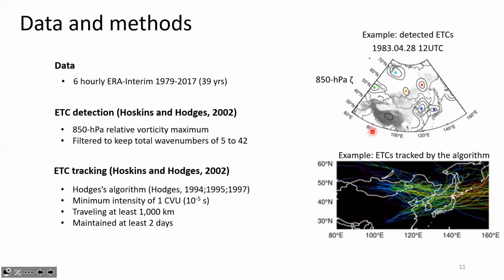In this study, I use a Lagrangian approach for considering individual cyclone features and their weather impact. To do this, I used an automated tracking algorithm developed by Reading University. In this algorithm, a cyclone is detected on the 850 hPa pressure level relative vorticity field, and the cyclone center is defined as the local maximum. I consider only moving cyclones which have a minimum intensity of 1 CVU, travel at least 1,000 kilometers, and last at least 2 days.